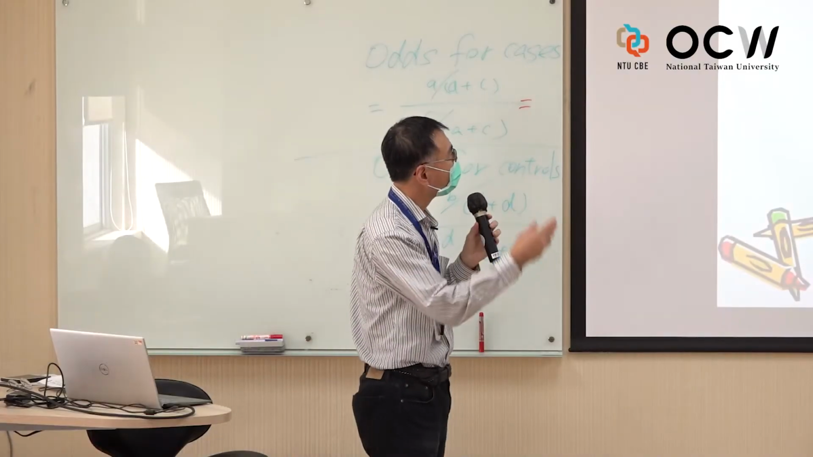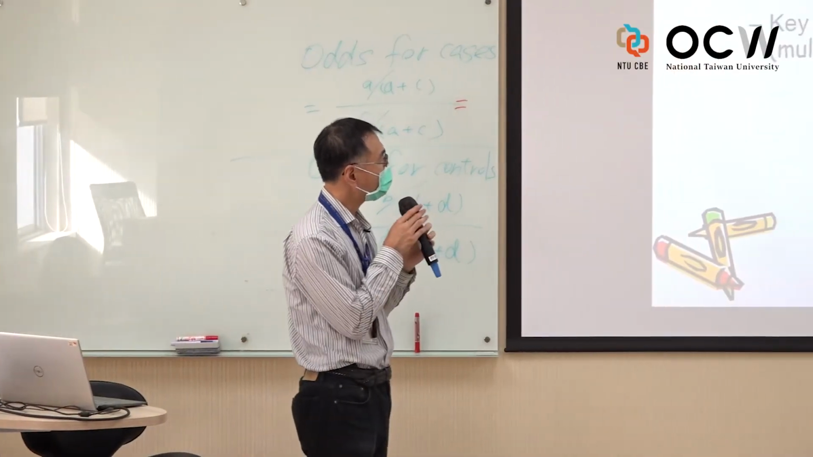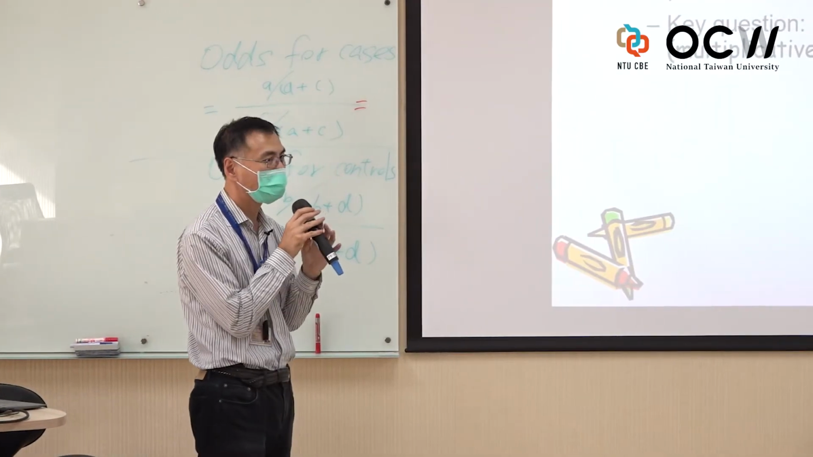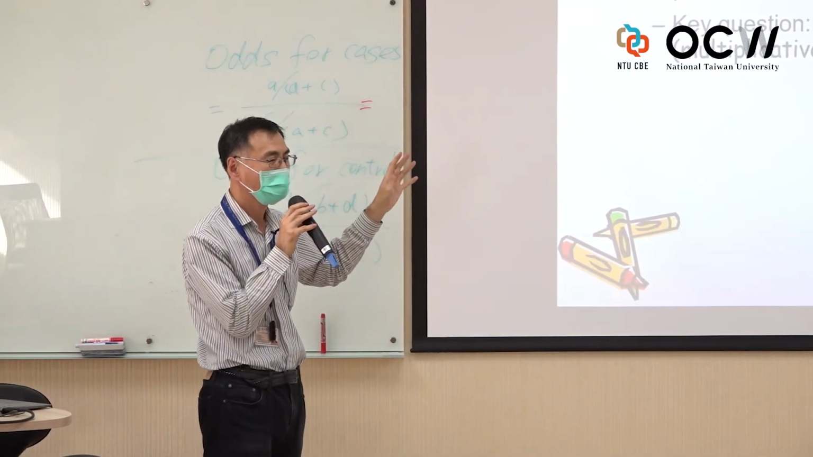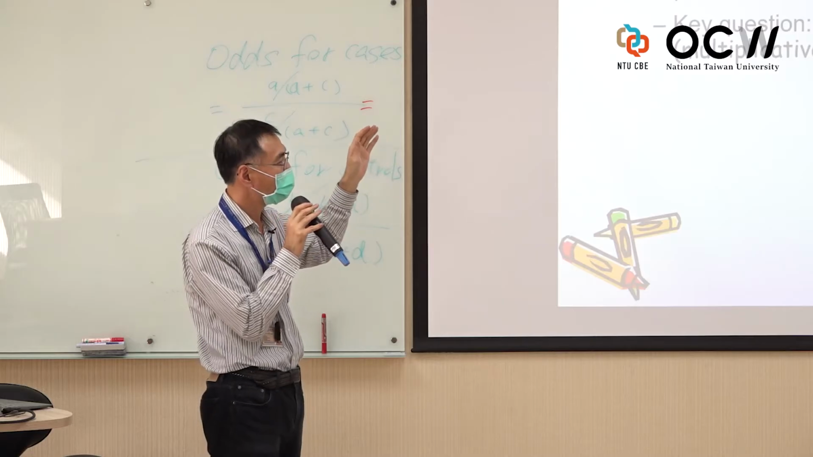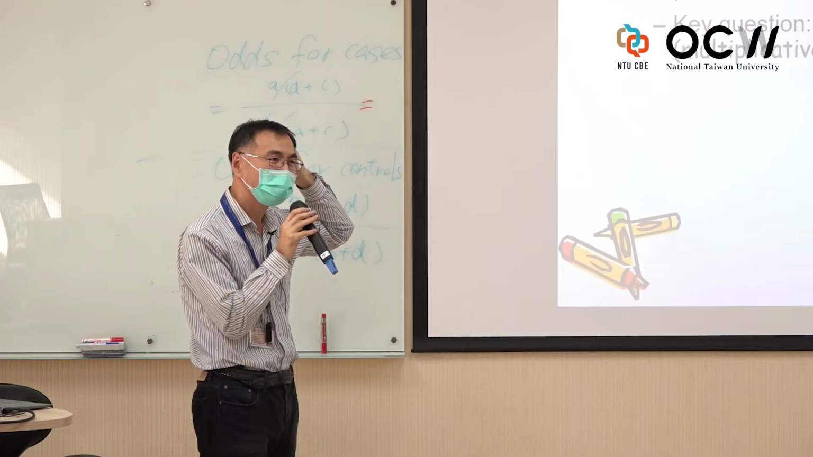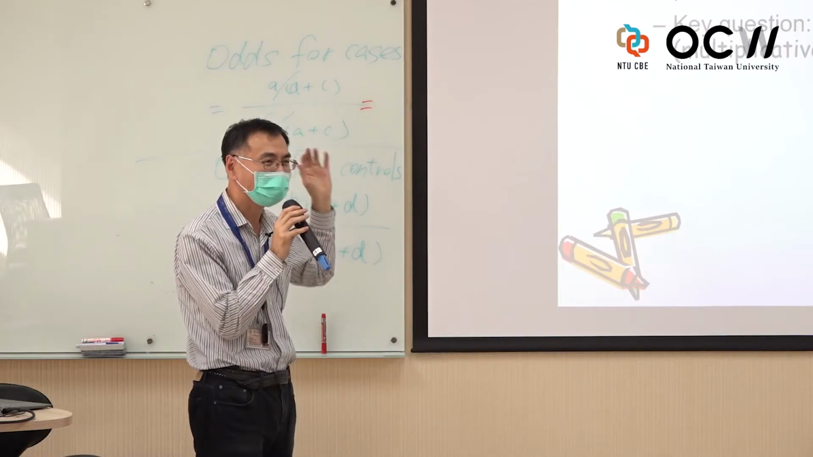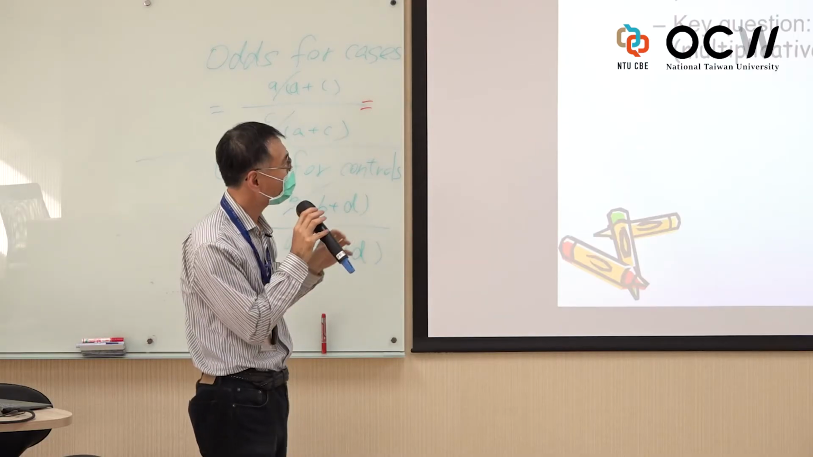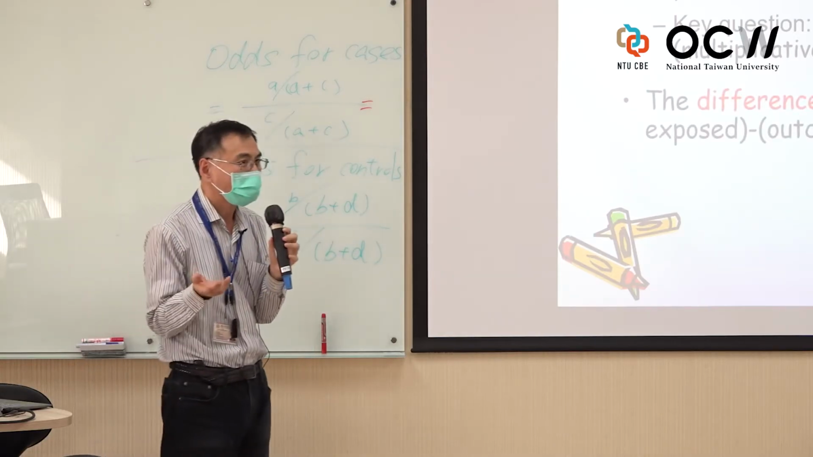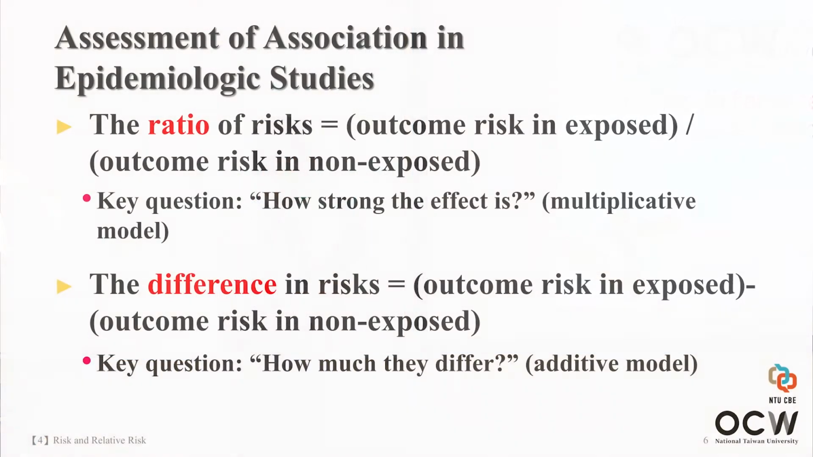Okay. In the calculation of ratio, this is so-called multiplicative model. So in other words, we use the ratio to develop this sophisticated statistical analysis method, like modeling, logistic regression, the regression thing. But we could also do the calculation for the difference of risks, which is the outcome risk in exposed minus the outcome risk in non-exposed. And this is so-called additive model. And the key question is how much they differ.